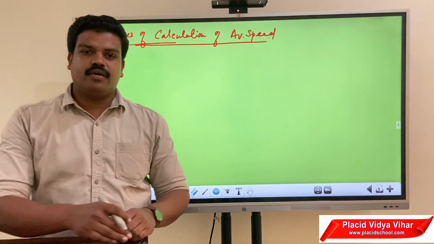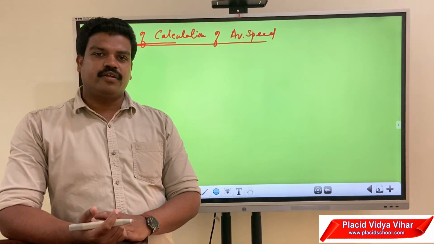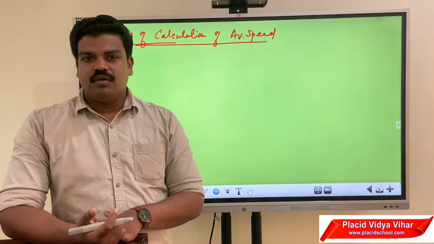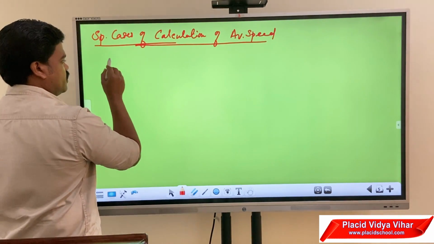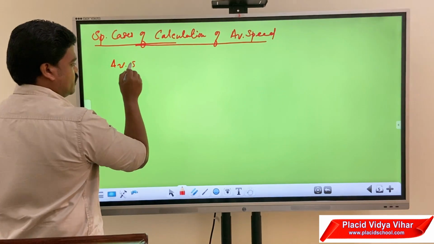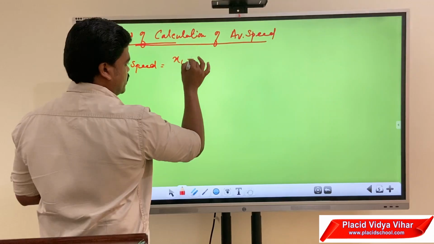Average speed can be calculated in different types of questions. We have to calculate the average speed of an object. As you know the equation for average speed, if directly in any question we get the total distance covered and total time taken.